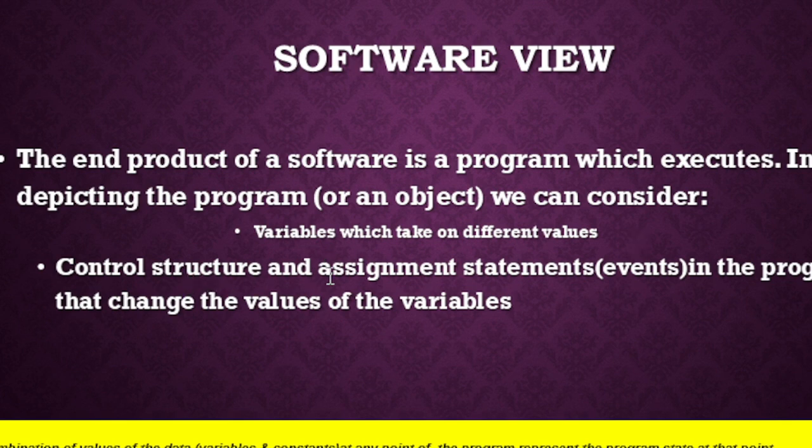Secondly, the control structure and assignment statements are events in the program that change the values of the variables. So what are those control structures? What are those conditions? What are those statements, or what are those events which actually change the values of the variable, where an object interacts with other objects, communicates with other objects, and changes the states as well? So that is basically the concept of the software view.